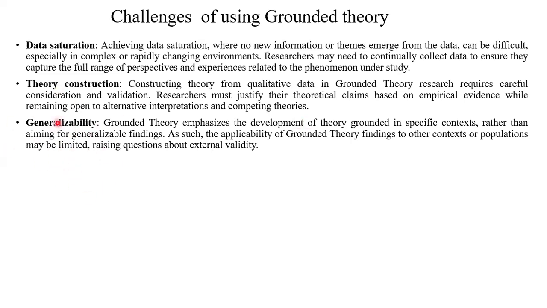There might be an issue of generalizability also. Grounded theory emphasizes the development of theory grounded in a specific context rather than aiming for generalizable findings. As such, the applicability of grounded theory findings to other contexts or populations may be limited. So it means that if you are collecting data relevant to a specific context or population, your findings may not be generalized to other contexts or populations. So it raises the issue of generalizability, which means there might be an issue of external validity here.